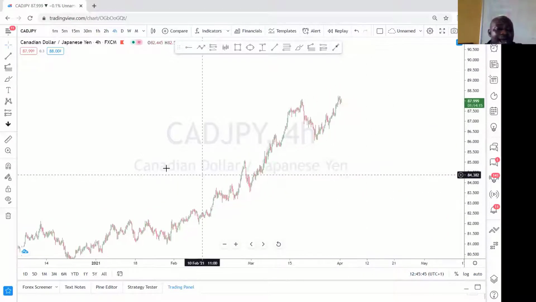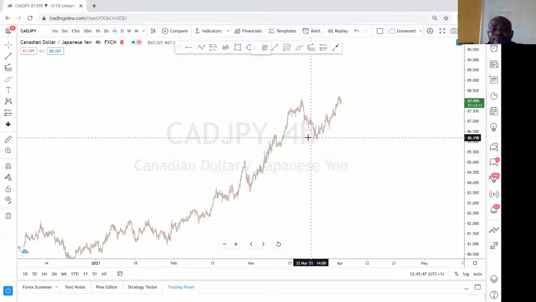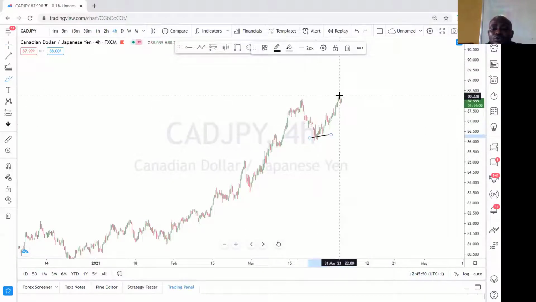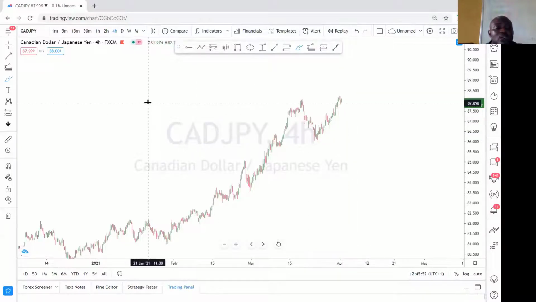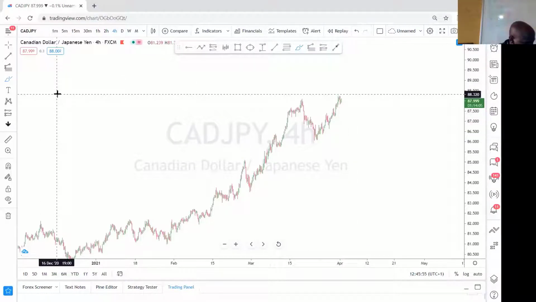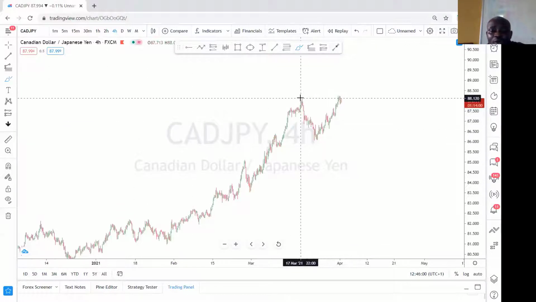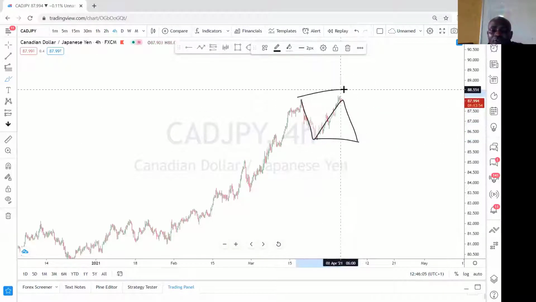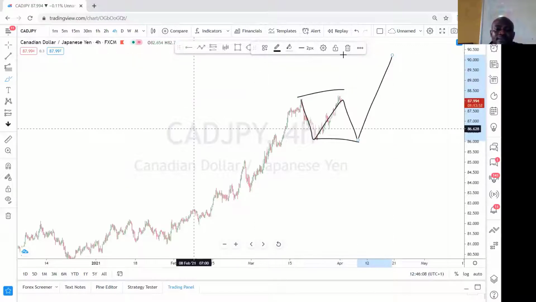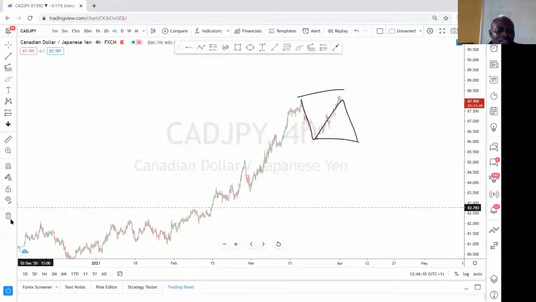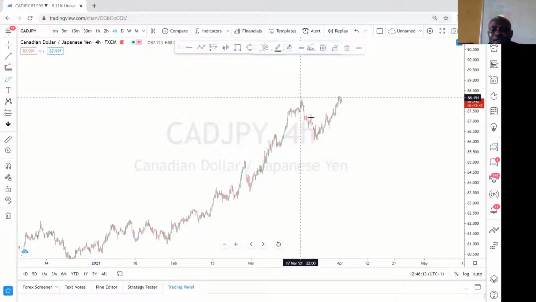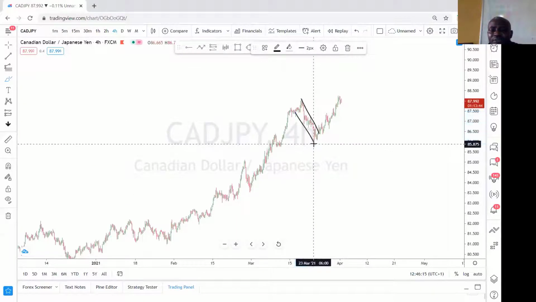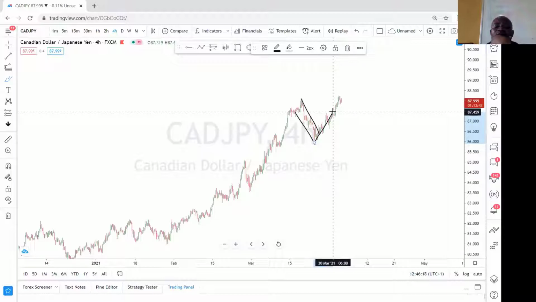In as much as I missed this move here, because I was not sure whether it was going to make a double correction. What do you mean by double correction? When we say double correction, I was thinking it was going to make a structure like this for us to have a push to the upside. But it came and started making this move very bullish. So I was not part of it. I decided to let it go.